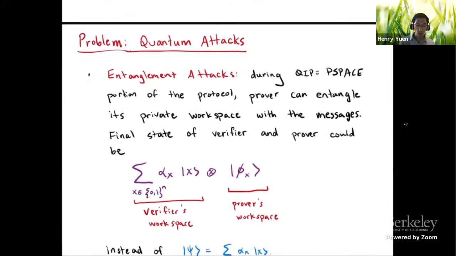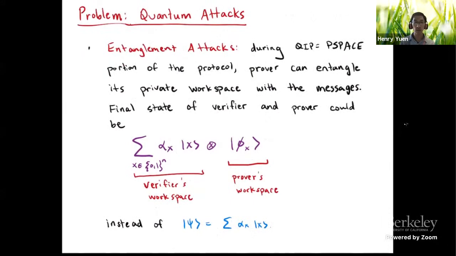So what's an example of a quantum attack? It can perform something called an entanglement attack. For example, during the QIP equals PSPACE portion of the protocol, which is just sending, let's say, classical messages back and forth between the verifier and the prover, the prover can entangle its private workspace with the messages. And at the end of the protocol, the final state of the verifier and prover could look like the following.